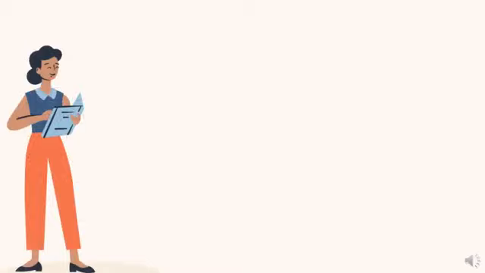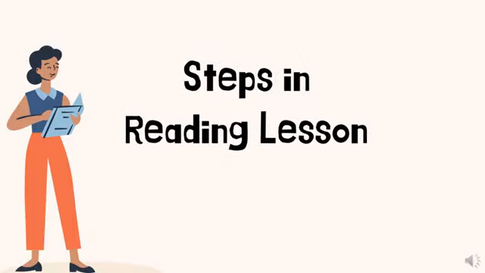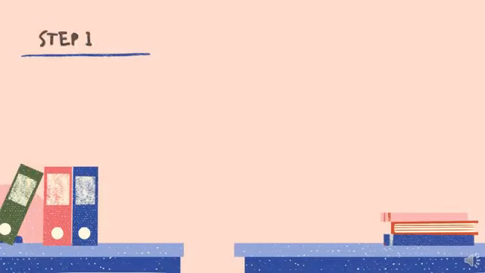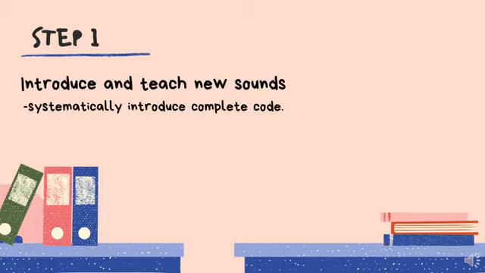Now the question is, how to teach a reading lesson? Here are the steps in a reading lesson. Step number 1. Introduce and teach the new sounds, wherein the lessons are systematically introduced and teach the complete phonemic code. Now, what is the complete phonemic code?